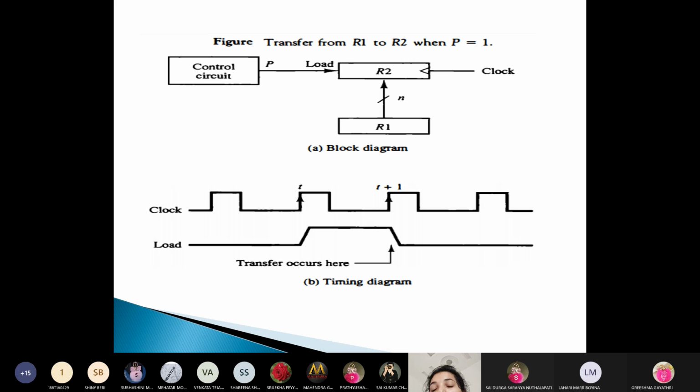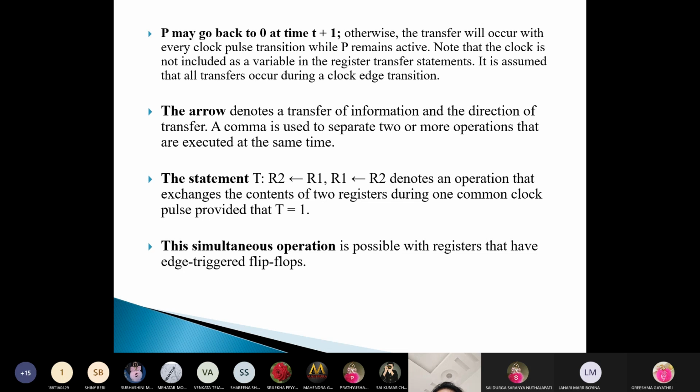So whenever the pulses go up and down, the data gets loaded. Okay, the transfer register is loaded in parallel. So the basic symbols of the register transfer notation are listed here. In this, P may go back to 0 at time T plus 1.